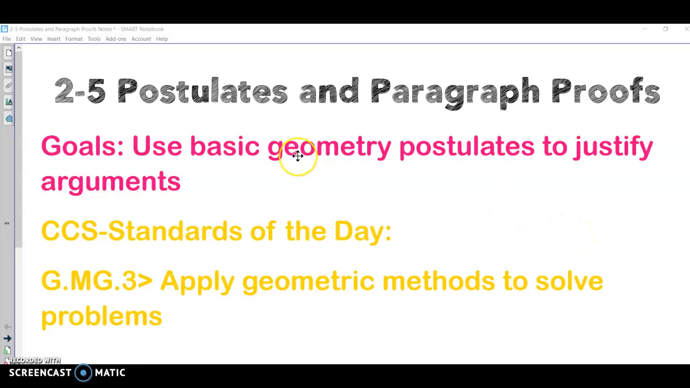Today we are going to review content from section 2.5 of your textbook. It talks about postulates and paragraph proofs. So our goals out of this section are just to look at the basic geometry postulates that we covered in chapter 1 and use them to justify statements.